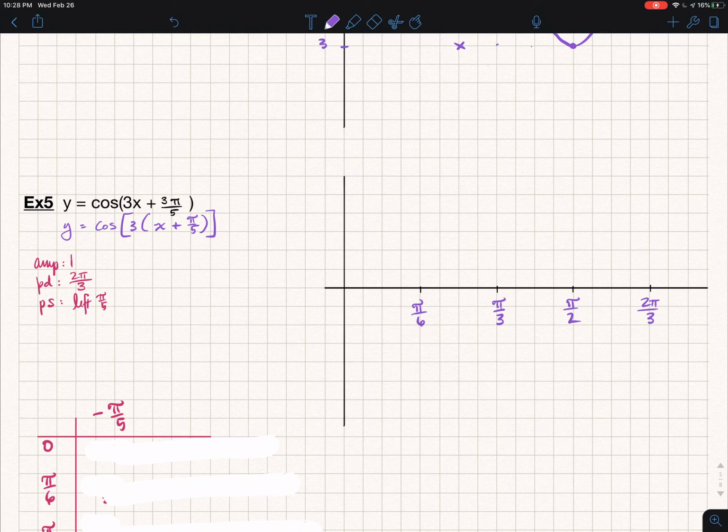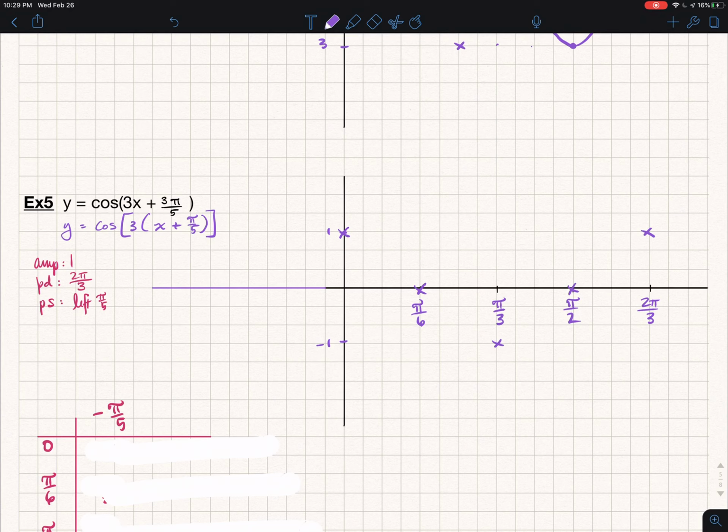This is a cosine graph, so I need to start at my maximum. So my amplitude is 1. And since I'm going to be shifting to the left, let's go ahead and extend the x-axis to the left. So we start, I'm just going to leave some x's here because this is not my graph. This is pre-shift. So start at the max, go to the x-axis, min, x-axis, max.